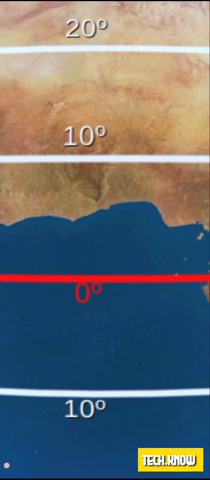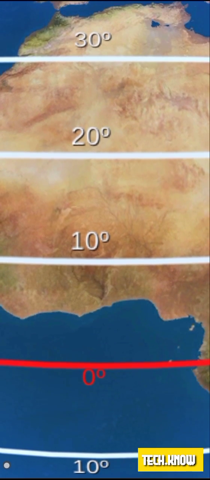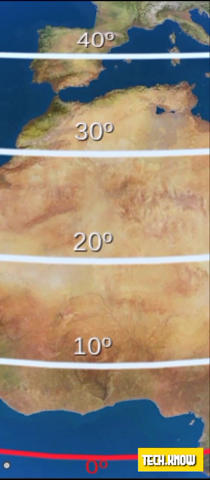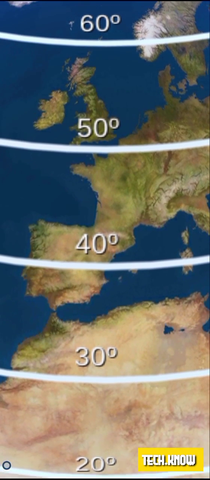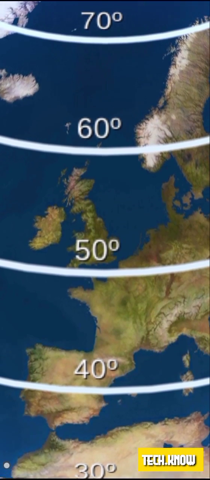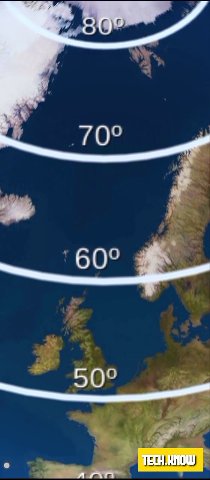Away from the equator, latitude increases to 90 degrees at the poles. When specifying the latitude coordinates of a point, we need to indicate whether the value of the degrees refers to lines of latitude north or south.